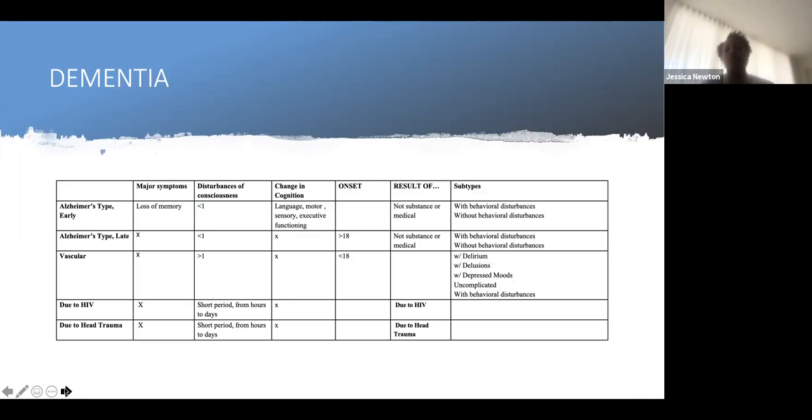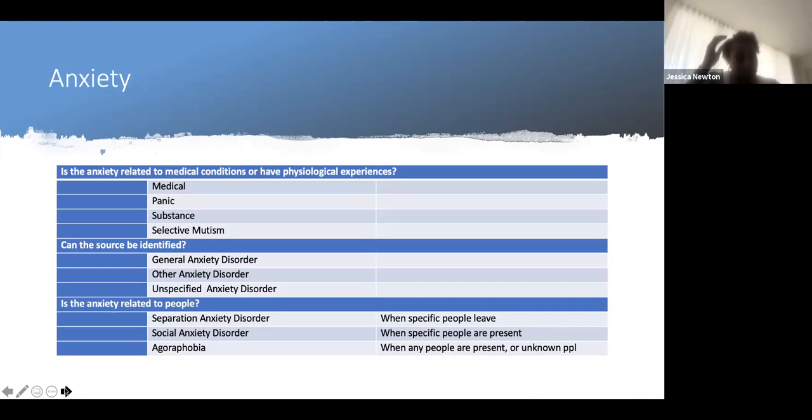And so I'm not going to go through each diagnosis, but of course, this information will be available to you guys once the conference is done. But I would like to look at some of the more illuminating questions. So when we're looking at anxiety, and a lot of times mood disorders, we first want to ask, is there any medical condition related, or a physiological experience that's related?